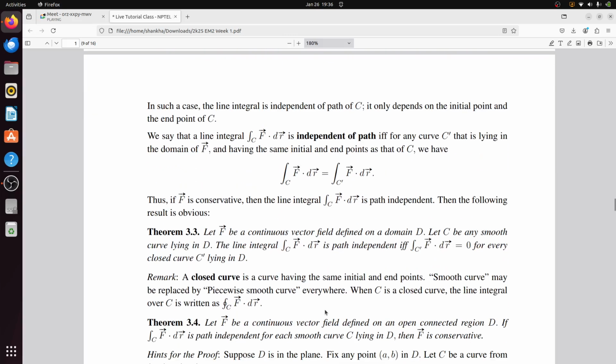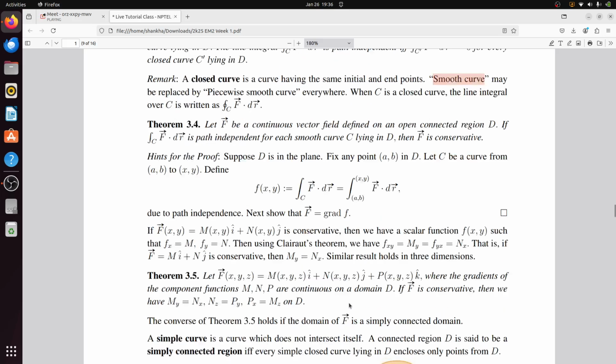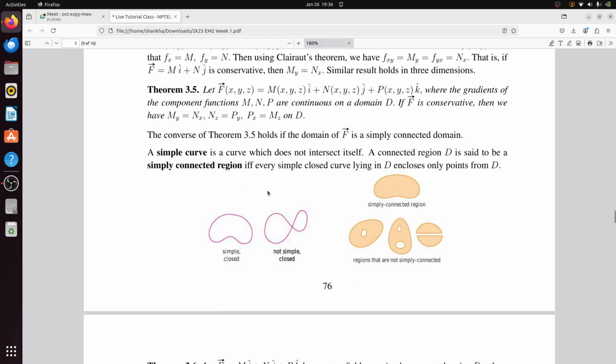There are also closed curves. Closed curve means the initial point and last point, terminal point, are the same. Smooth curves means you can slide through the curve, there is no zigzag. There are a few theorems sort of stuff. This is a simple closed curve. This is not simple but closed because it has a twist. This is a simply connected region.